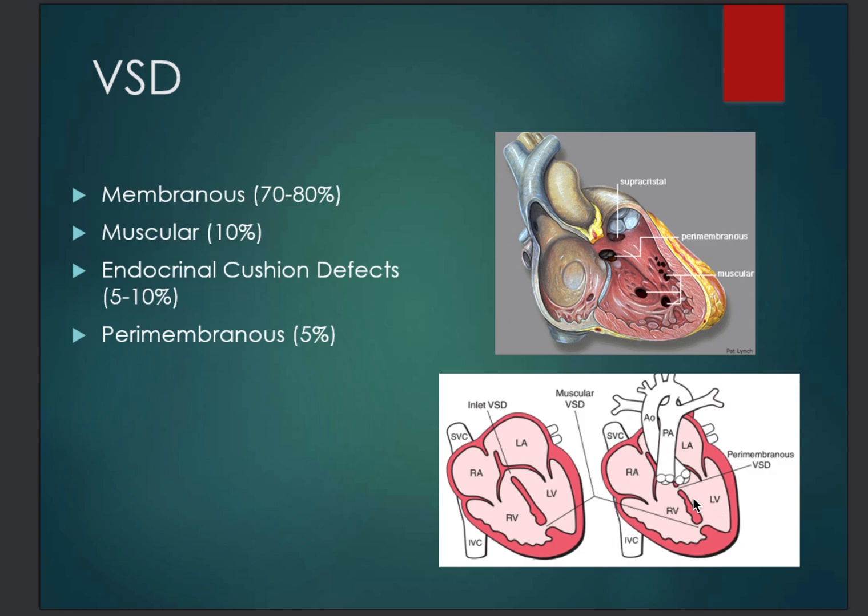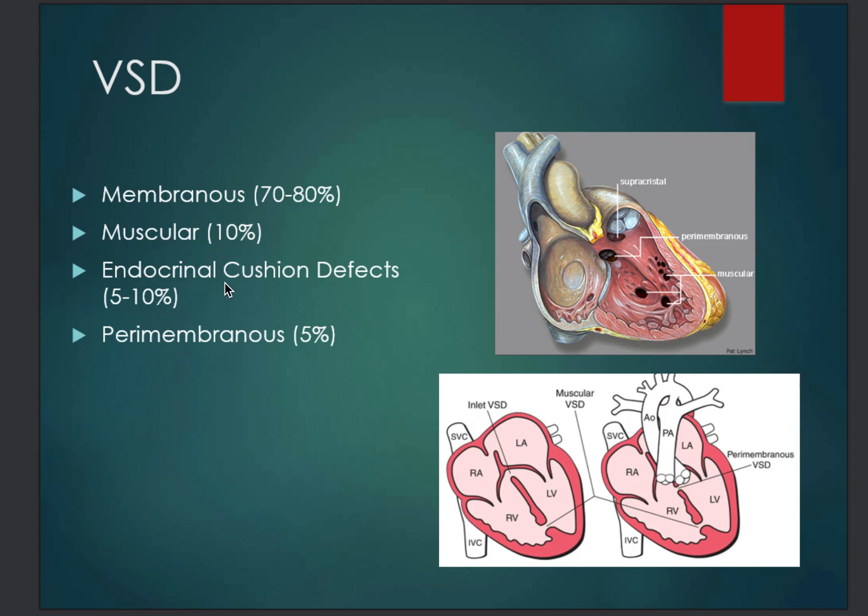So it could be in the muscular part of the interventricular septum, as you may see on the four-chamber view: right atrium, left atrium, right ventricle, left ventricle, and here is the interventricular septum, which has a muscular part and a membranous part. If the defect is in the muscular part, they call it a muscular VSD. If it's in or around the membranous part, they call it a membranous or perimembranous VSD.